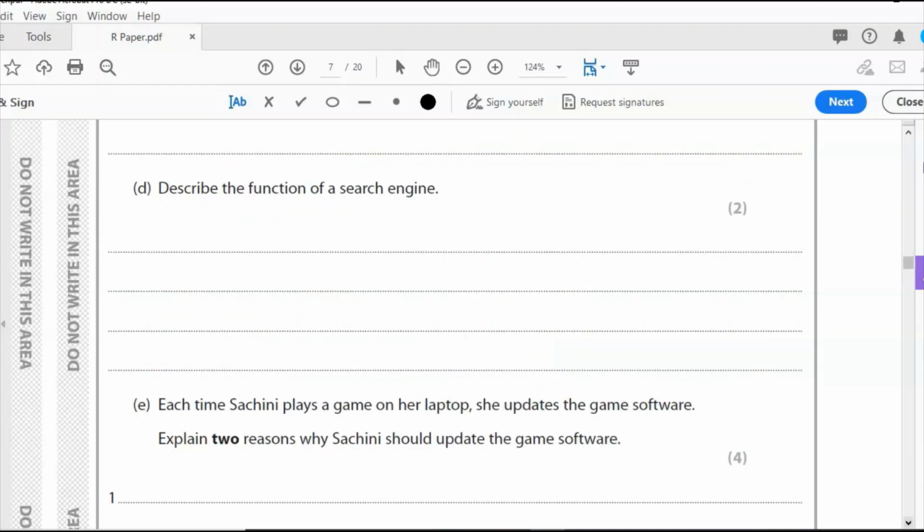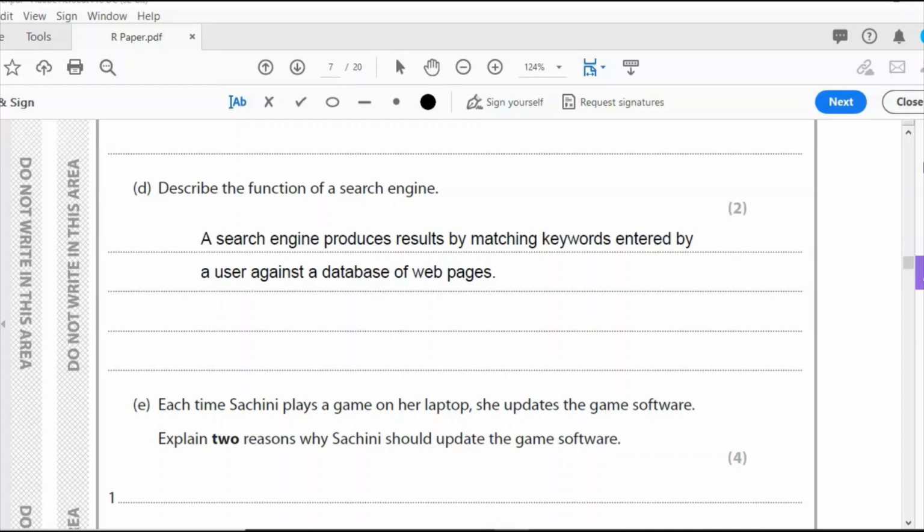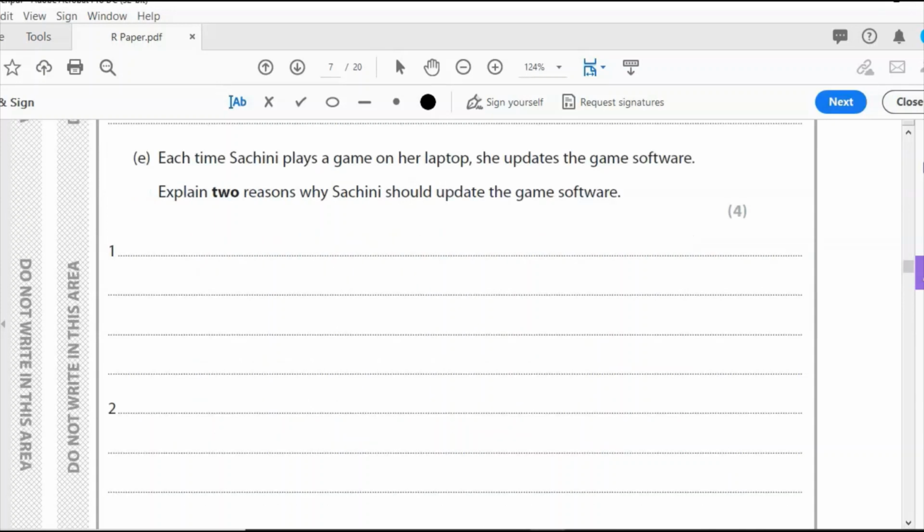D. Describe the function of a search engine. The search engine produces its results by matching keywords entered by the user into a database of web pages. So my answer is: a search engine produces results by matching keywords entered by a user against a database of web pages.